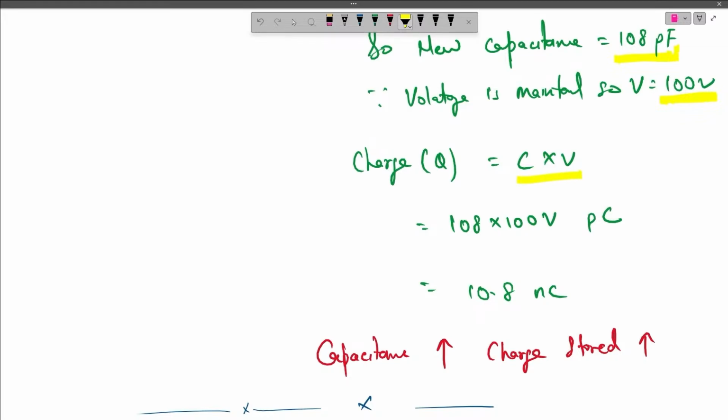So the new charge contained would be equal to 10.8 nanocoulomb. So we see here that while the potential difference was maintained, the capacitance has increased and also charge storage has increased because there is a source available for charge.